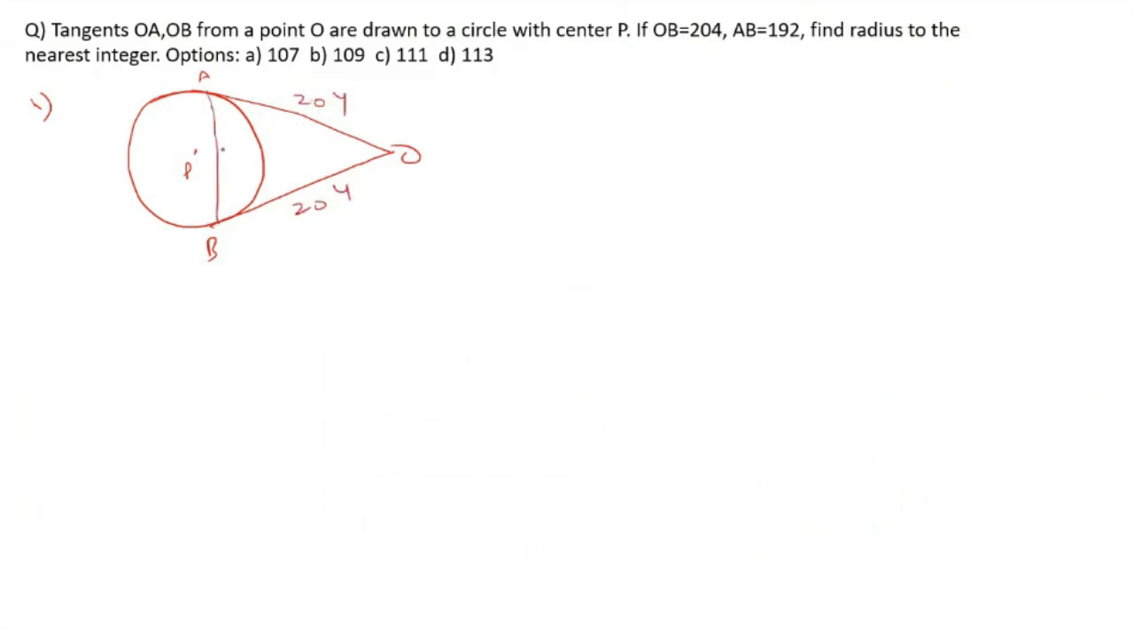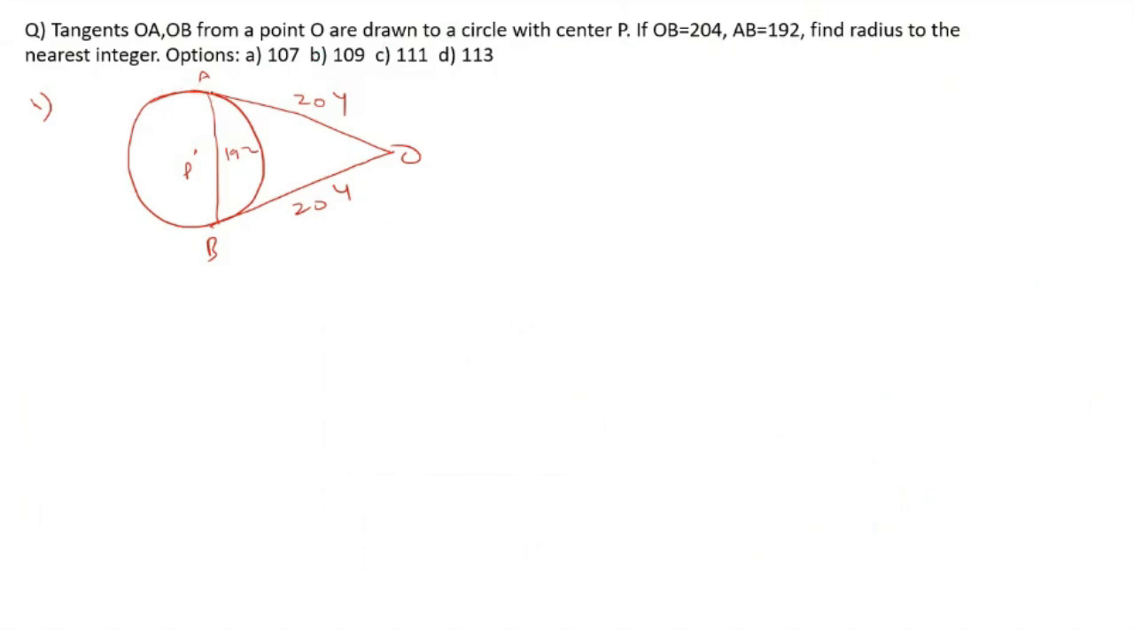Okay, so tangents OA, OB from the point O are drawn to a circle with center P. Let's just first start with the diagram. Center is P, OA and OB are the two tangents that are drawn. OB is 204. Of course, OA will also be 204 then. And AB is 192. So AB is the chord that is being formed because of the points of tangency. You're asked to find the radius to the nearest integer, and the options are given.